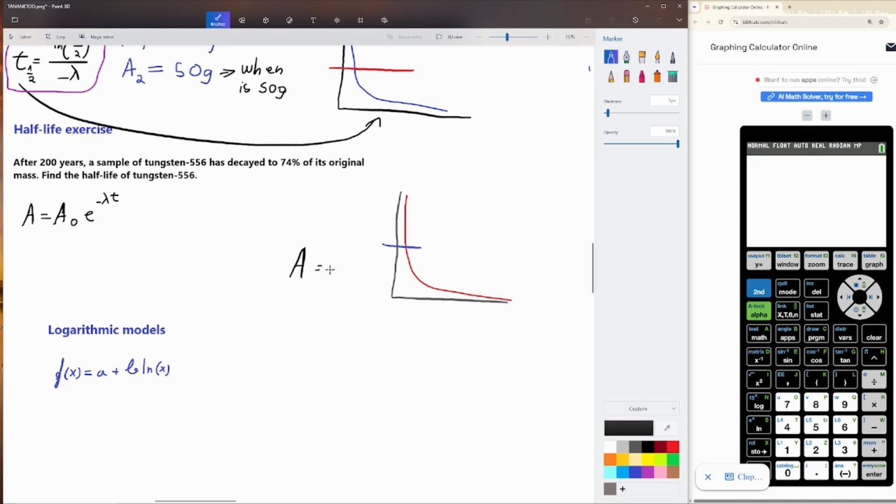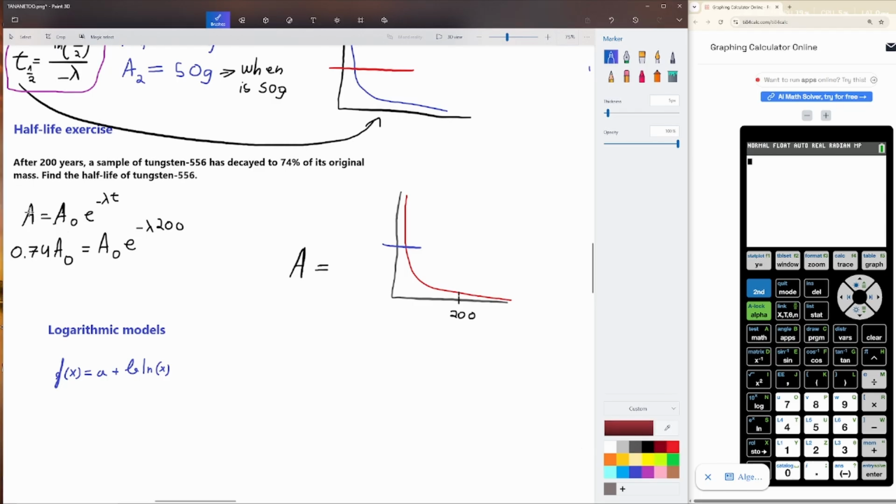A is basically a certain spot in here, and it said that after 200 years, let's say that 200 is somewhere here, so we got this from the text, that it has decayed to 74% of its original mass. And then you can bring out that 74%, also known as 0.74 of A0, is equal to A0 times e to the power of negative lambda times 200.